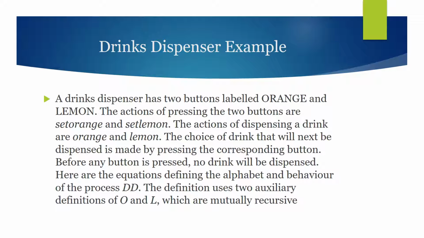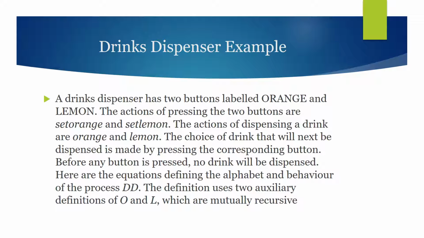The drinks dispenser example is like a vending machine. You press on orange or coke or any other drink and you receive the bottle. But here I take an example of a machine which gives you orange and lemon juices. The drink dispenser has two buttons labeled orange and lemon. The actions of pressing the two buttons are set orange and set lemon. The actions of dispensing a drink are orange and lemon. The choice of drink that will next be dispensed is made by the corresponding button. Before any button is pressed, no drink will be dispensed.